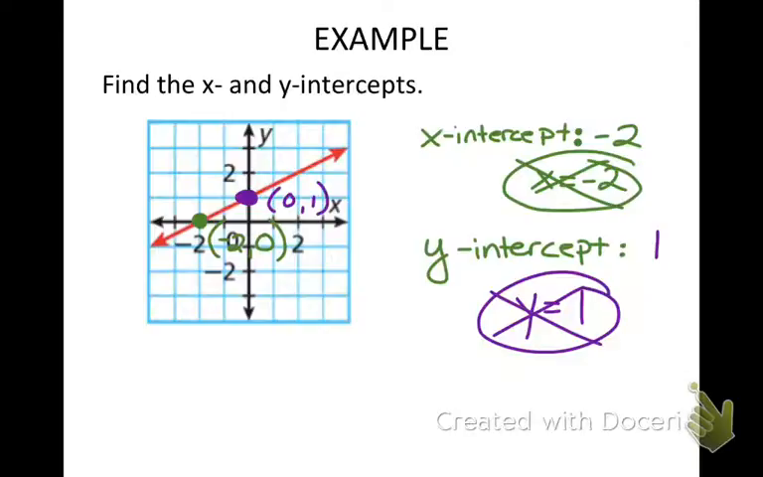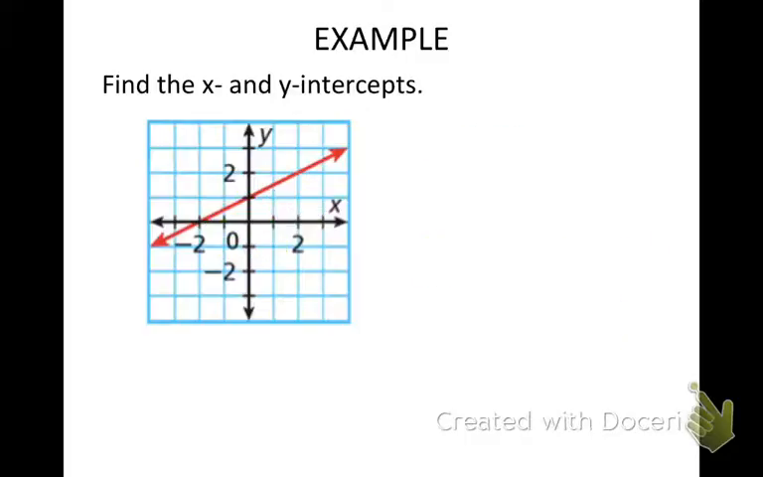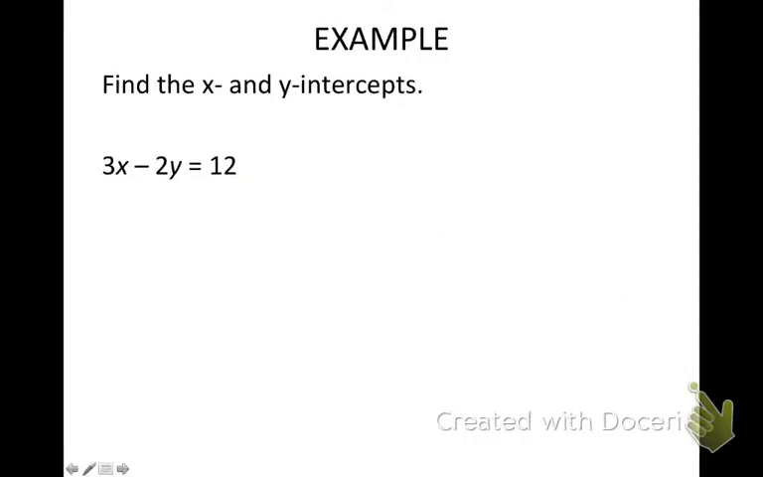All right. So we should be able to get x and y intercepts from a graph. That's pretty easy, right? So now can we get x and y intercepts from an equation? How do we do that?